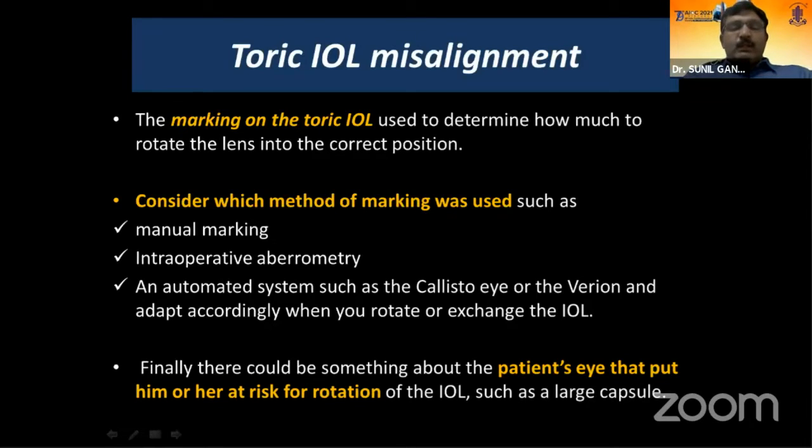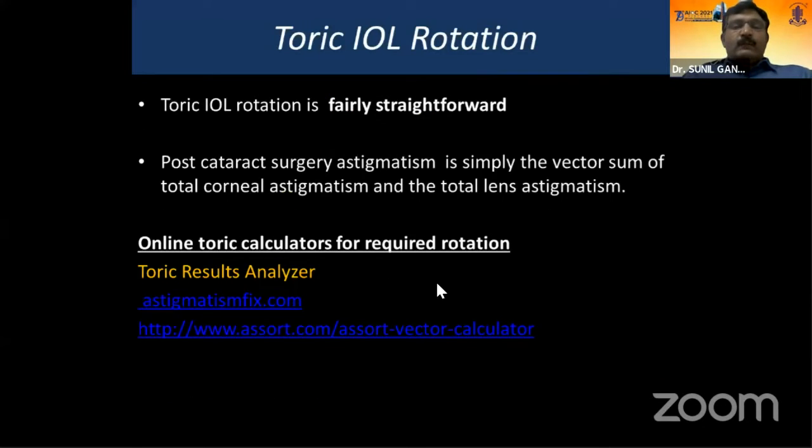Sometimes the patient's eye has to be closely looked at. Suppose one eye has a decentered or misaligned toric IOL, you should be very careful, because the patient itself is a risk factor for toric IOL rotation.